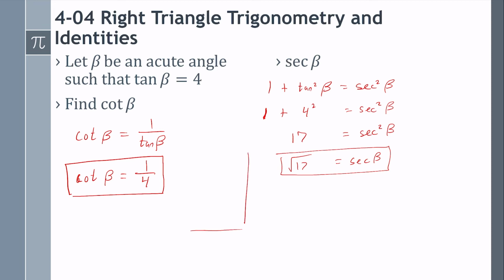Again, we could have also used a right triangle, called one of the angles beta. Tangent is opposite over adjacent, make it like 4 over 1. Use Pythagorean theorem to get the other side, and then fill in the formulas. But we did the same process with the identities as we would have by doing it with a right triangle and the formulas.